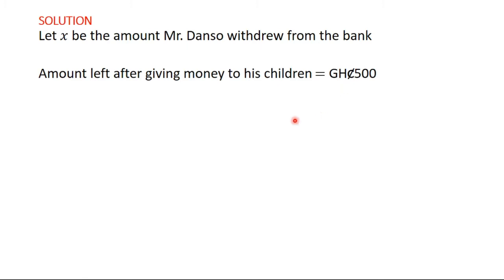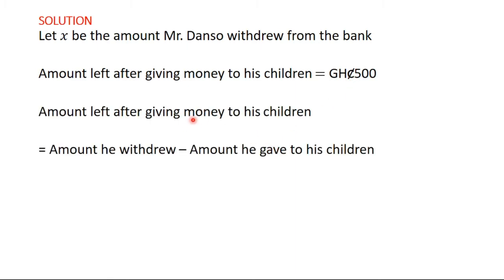Then we will look for the amount of money left after he gave money to his children in terms of fractions. Then we can equate that to this. We know that the amount of money left after giving money to his children will be the amount he withdrew from the bank minus the amount he gave to his children, right? So if you want the amount of money left, it's going to be the amount he withdrew from the bank minus the amount he gave to his children.